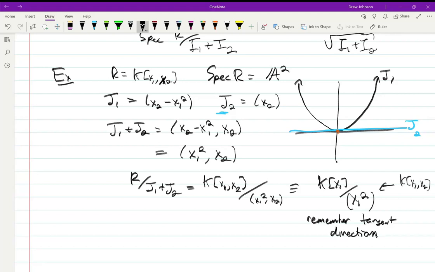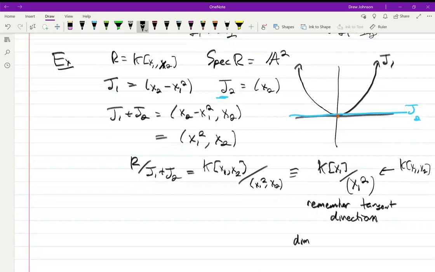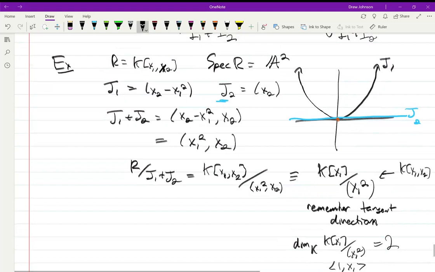I mean, we're not going to make this too rigorous yet, but the dimension as a K-vector space of K[x1] over (x1 squared) is equal to 2, right? It's generated by 1 and x. And that corresponds to the fact that a line and a parabola should intersect with multiplicity 2. Okay.